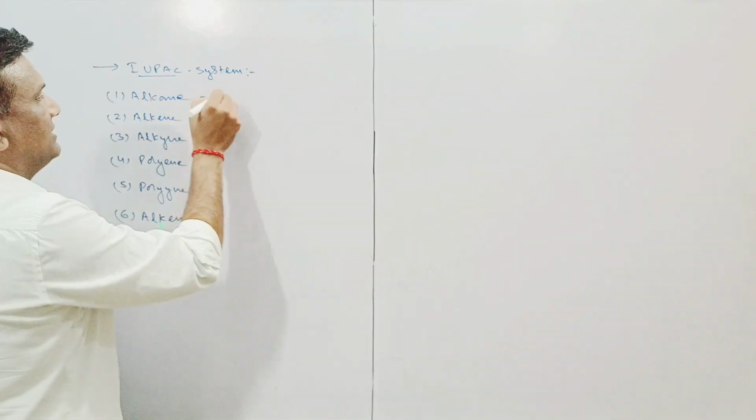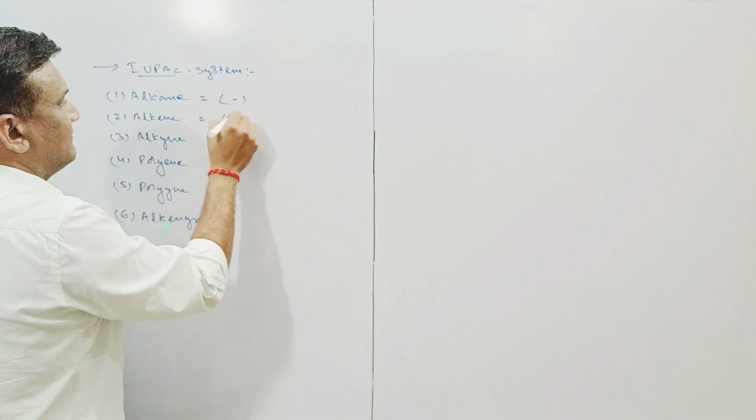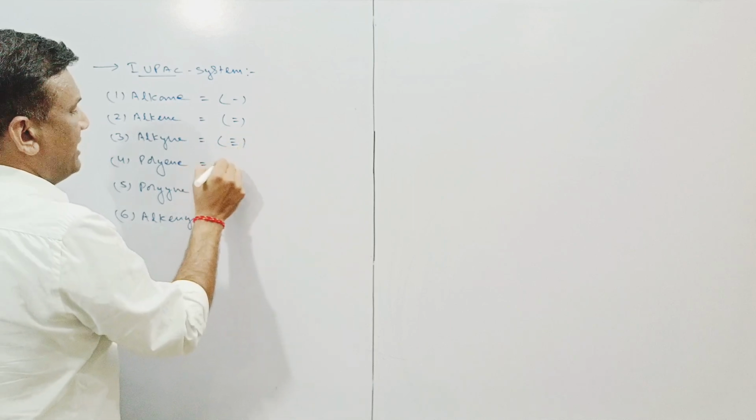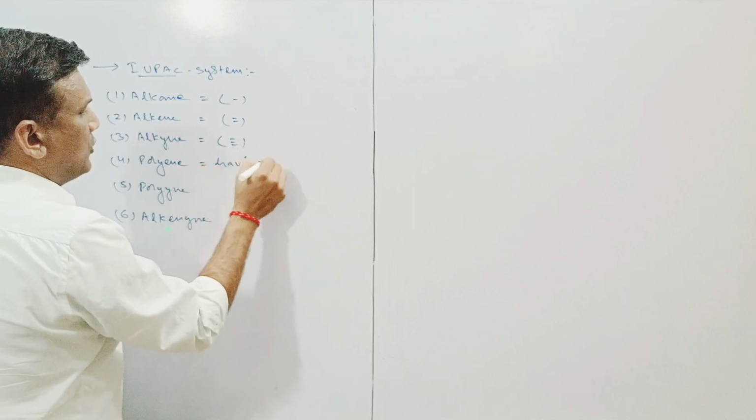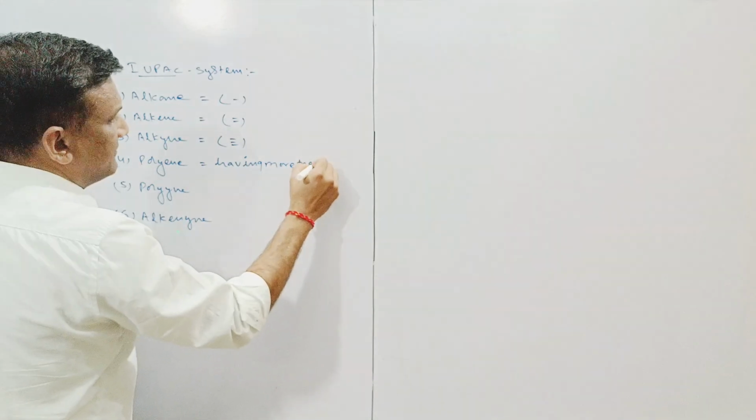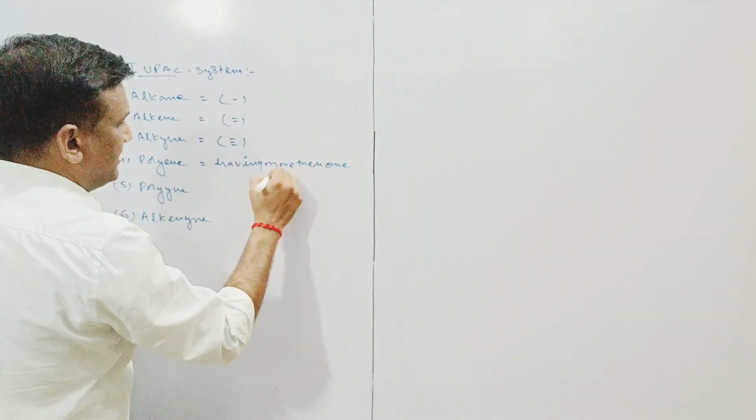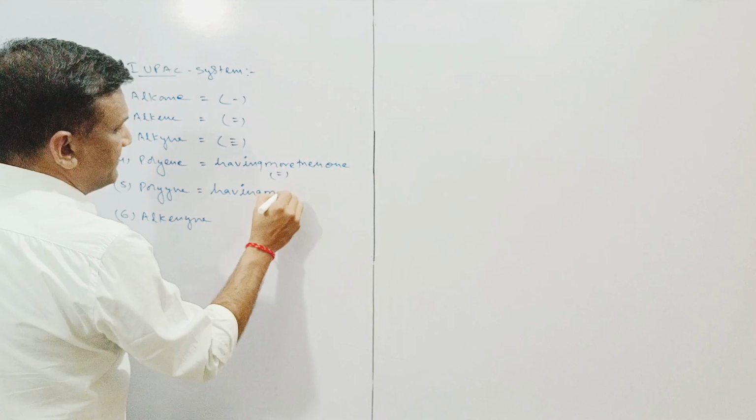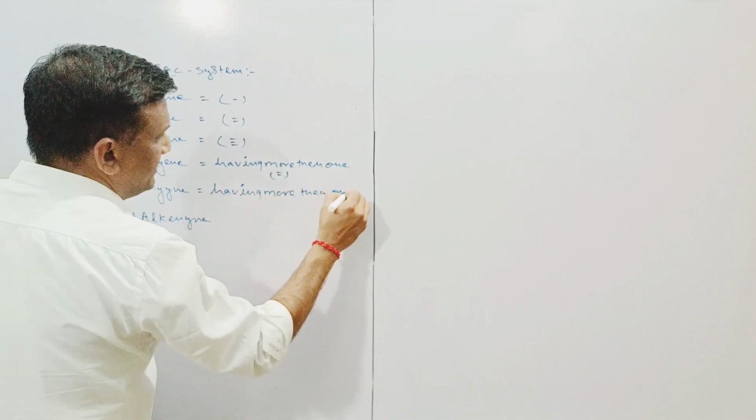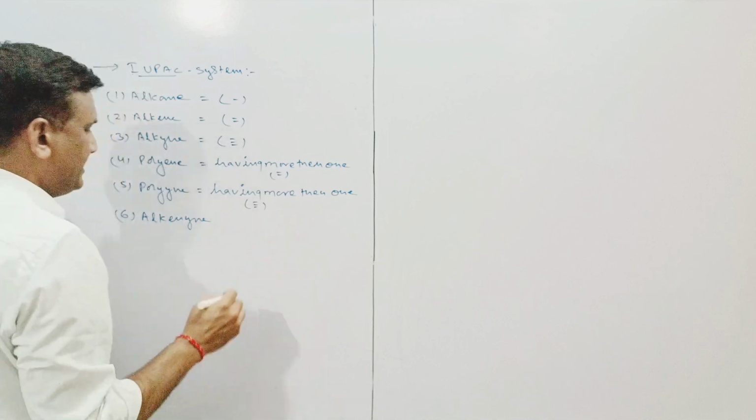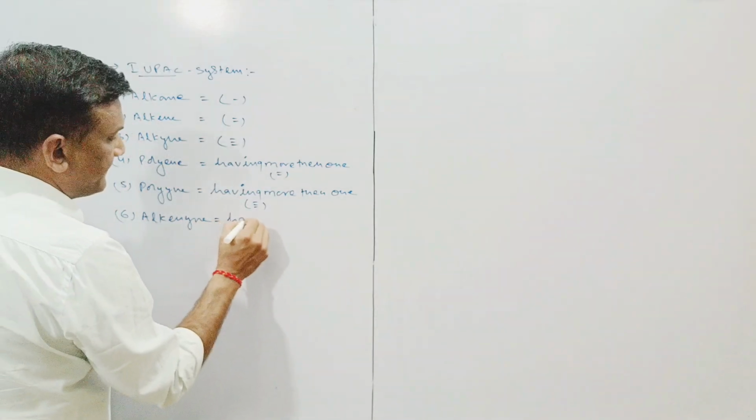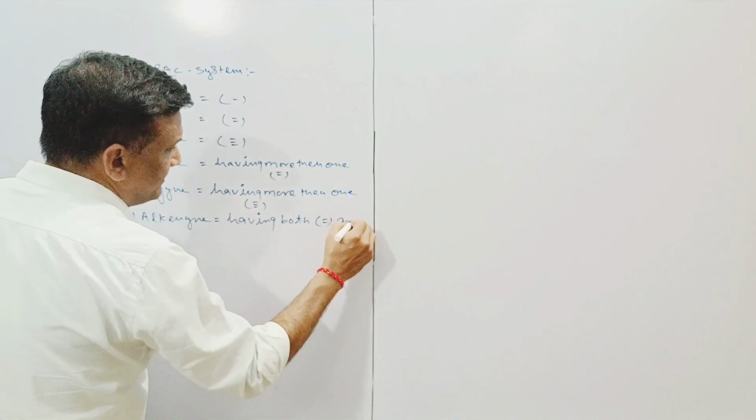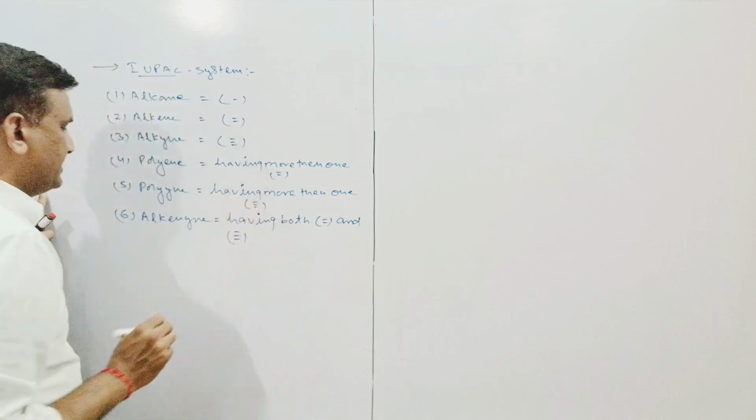Alkane, you can say, having only single bonds; alkene having at least one double bond; alkyne having at least one triple bond. Polyene having more than one double bond. Polyyne having more than one triple bond, they are known as polyyne. Alkenyne having both double and triple bonds.